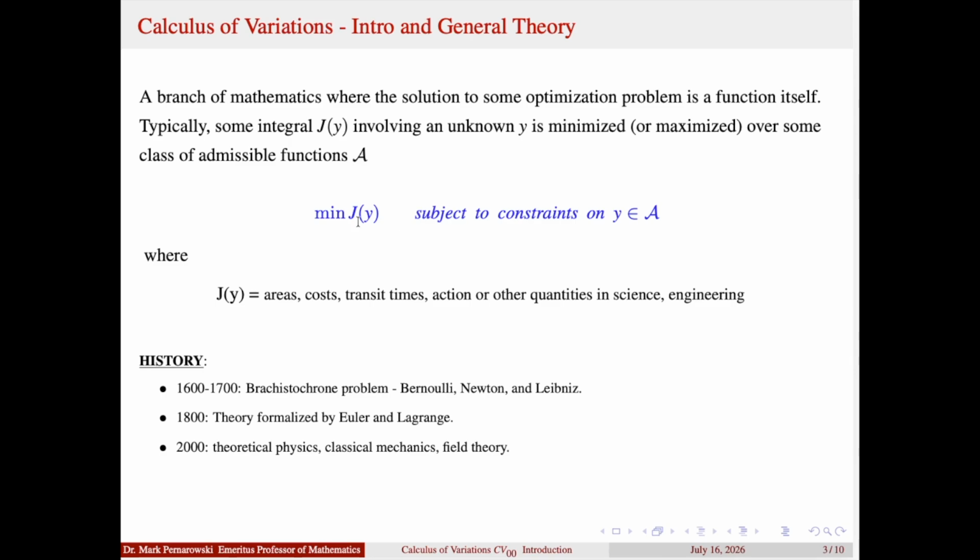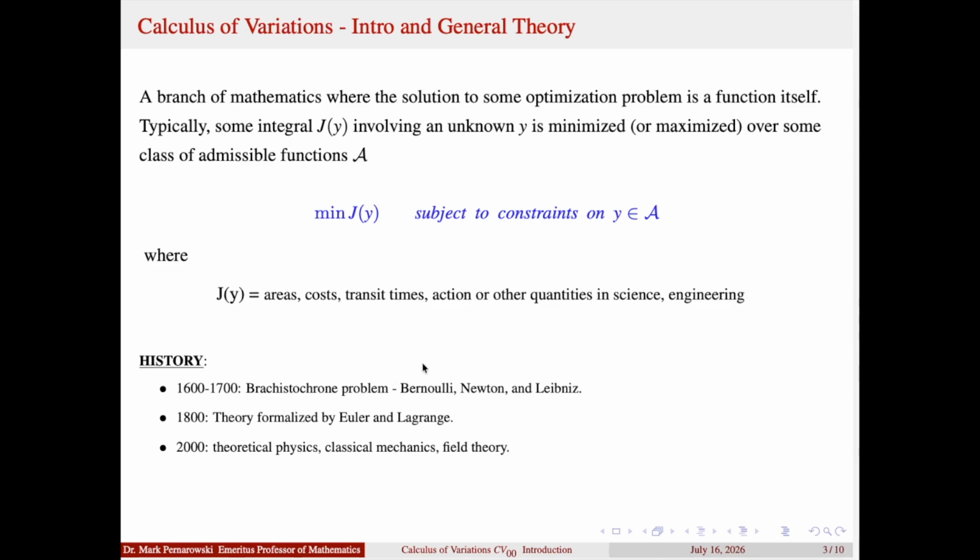But the key here is I'm minimizing something, and I'm going to do it subject to certain constraints on the inputs Y. So there's going to be a set that I'm minimizing over. And just a very few examples of what J of Y represents in the real world. J of Y could be the area of something. It could be the cost of something. It could be transit time, such as a boat crossing a river under a current with constant thrust. It could be action, which is a concept in mathematical physics. And there are other quantities in science and engineering which could be minimized or maximized.